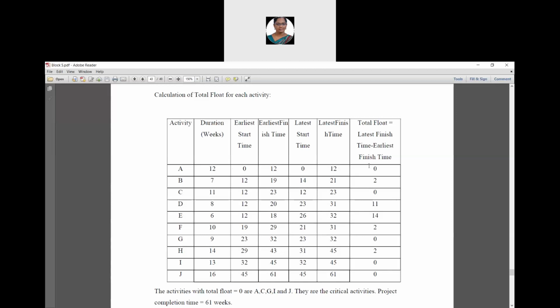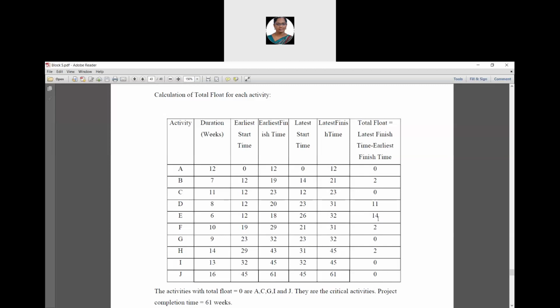Total float is calculated by using the formula latest finish time minus earliest finish time. Latest finish time for activity A is 12 and earliest finish time for activity A is also 12. So 12 minus 12, 0. Next one, 21 minus 19 is 2. Next one, 23 minus 23 is 0. And for activity D, 31 minus 20 is 11. For activity E, 32 minus 18 is 14.